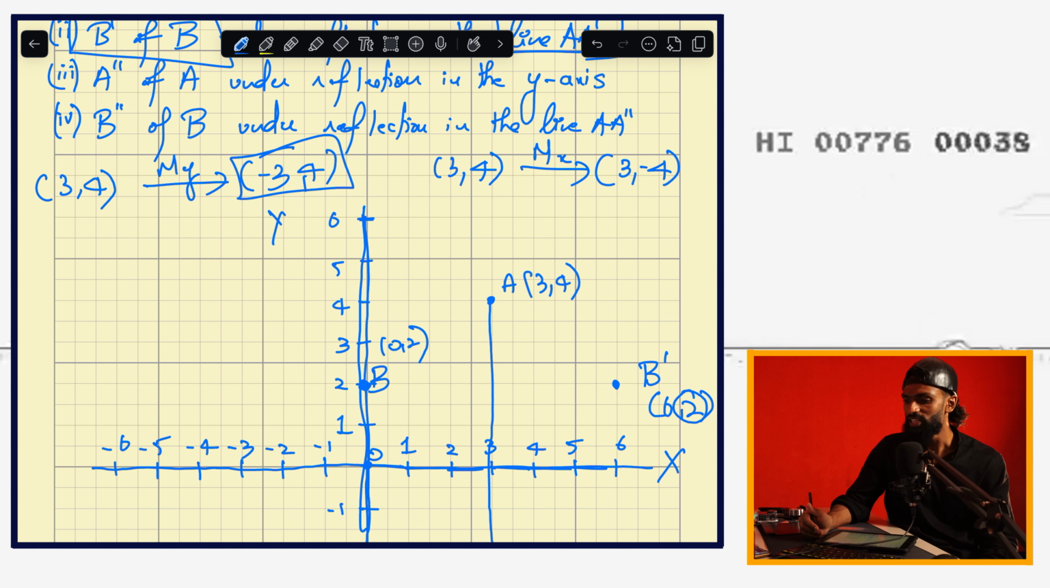And here, plotting is already done. I've got the answer, minus 3, 4. I'll just have to plot there. What's the plot? Minus 3, 4. I go find minus 3, I find 4, and this is the answer for A double dash. I'll write the points there, minus 3, 4.